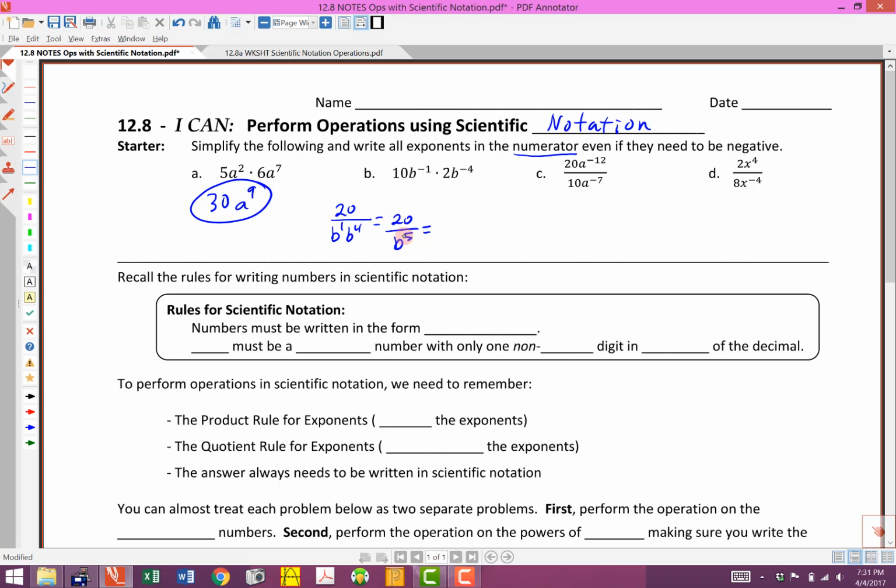So we could do one thing here. We could take this and move it from the bottom to the top. That would be 20b to the negative 5. If it's in the denominator and it's positive, if we move it up in the numerator with the 20, that's going to change the sign of the exponent, and it's going to give us this. Or we could look at it a different way. So I'm going to zoom in on this one and take a closer look.